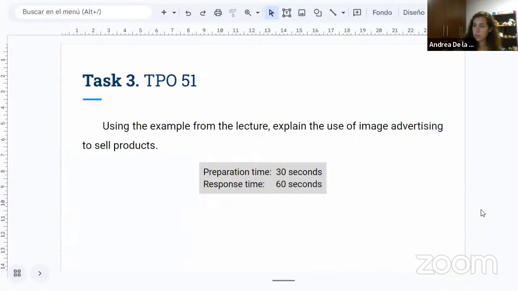Okay. Now, using the example from the lecture, explain the use of image advertising to sell products. You'll now have 30 seconds to prepare your responses.